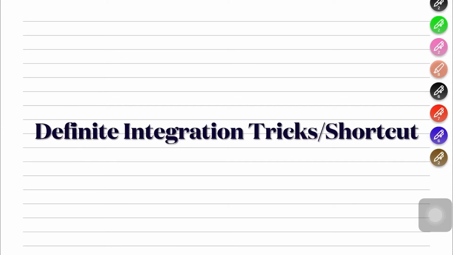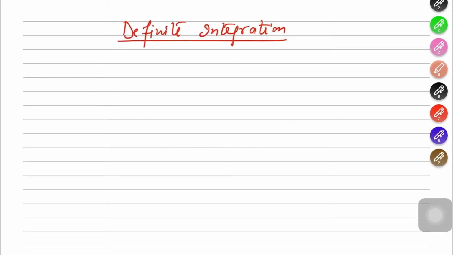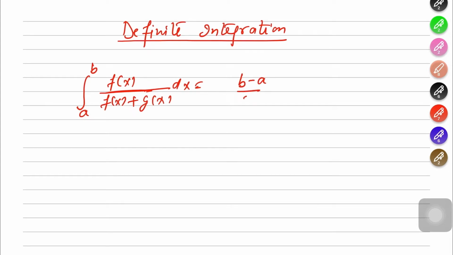Problems related to definite integration, quickly. So we'll see one trick that is very useful. Let's say any integral from a to b of f(x) upon f(x) plus g(x) dx, that is (b minus a) by 2.